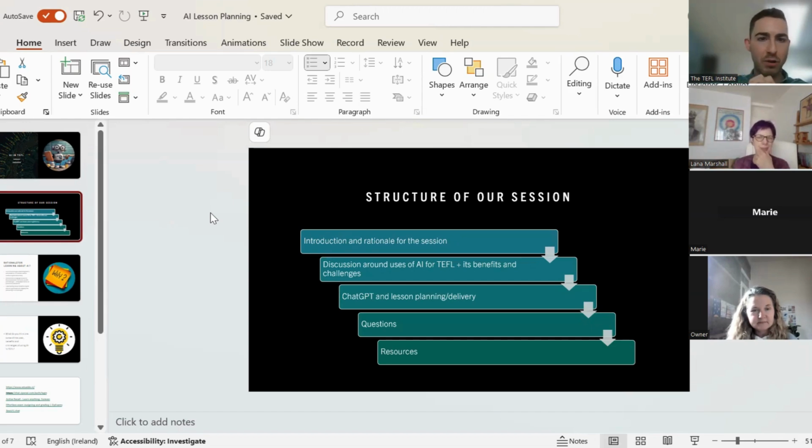Now, I'm aware we only have an hour for this session, but I do want to look at ChatGPT specifically because it is probably the most known example of AI and one that is quite widely used already in ELT. So we'll look at ChatGPT as an example and look at some ways in which we can use ChatGPT to help us as language teachers. And then we will address questions and have a look at some resources that we can start playing around with in our practice.